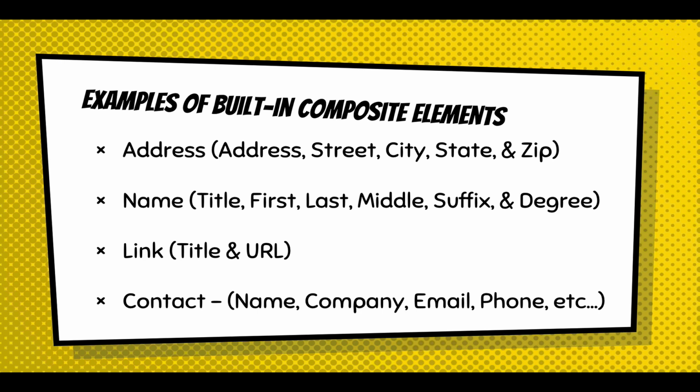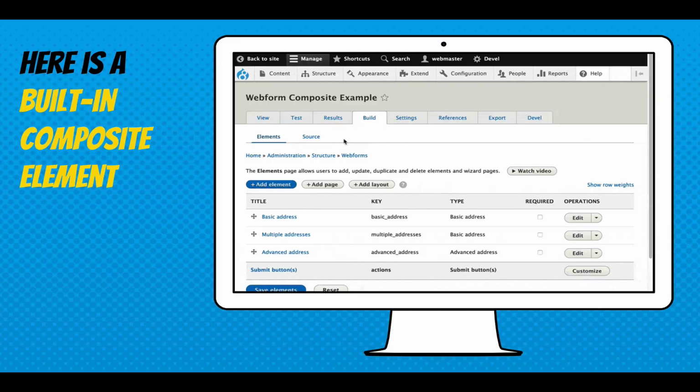And then there's a contact example in the Webform module where that's really name and address combined. You're getting someone's name, company, email, phone, and the et cetera really is their address. And I'll show you how you can build your own composites in a little bit. But here's a built-in composite element.